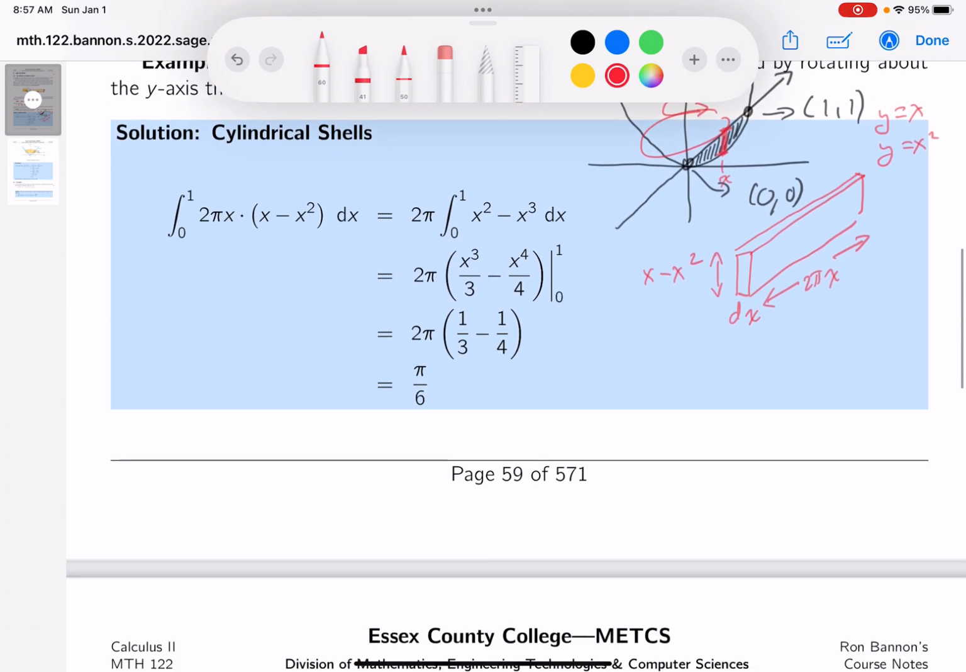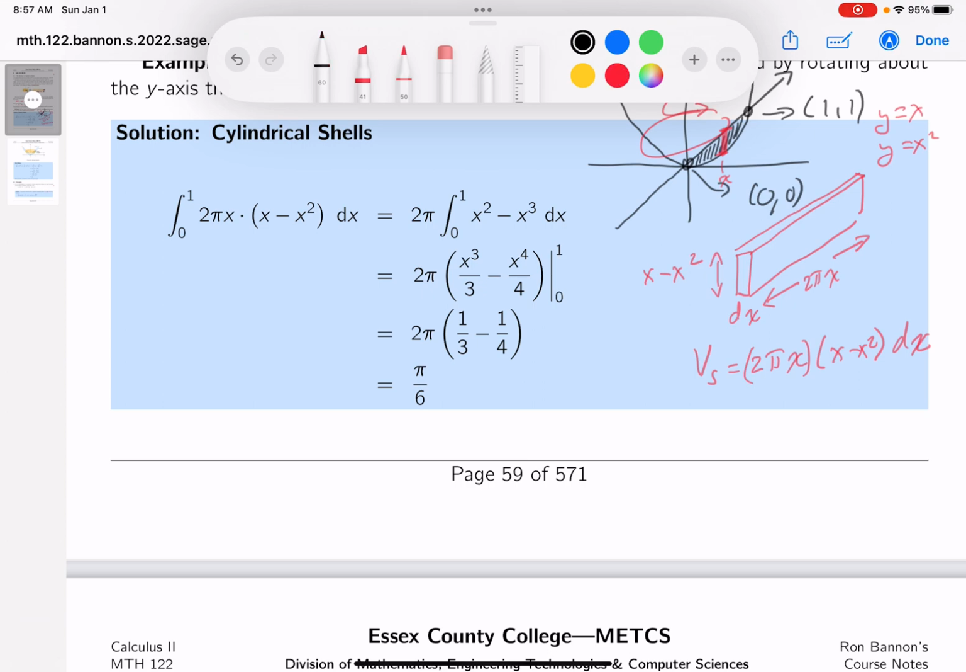Let's write that down as the volume of that shell. So the volume of this shell, this is just one shell of many, is going to be, let's see, 2 pi x. That's the length of it. The height of it's x minus x squared. And the width of it is dx. And what we've got to do now is add the shells together.